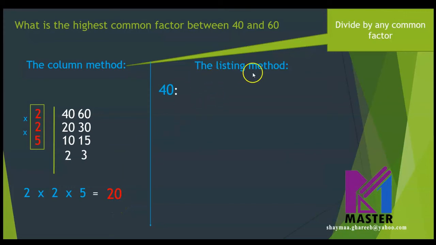Now, let's try the listing method. I'm going to list all the factors of 40, starting with 1, using the divisibility rules.